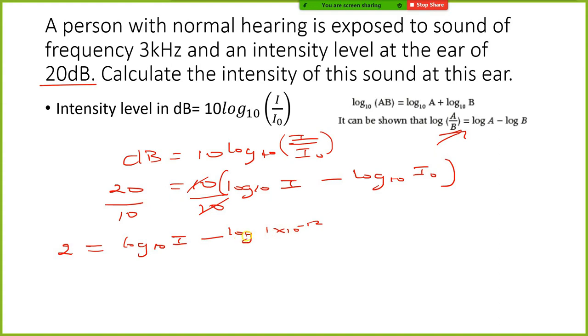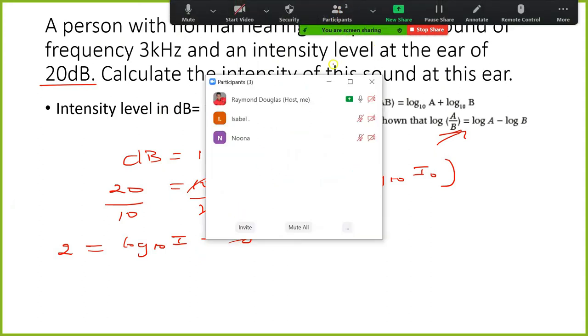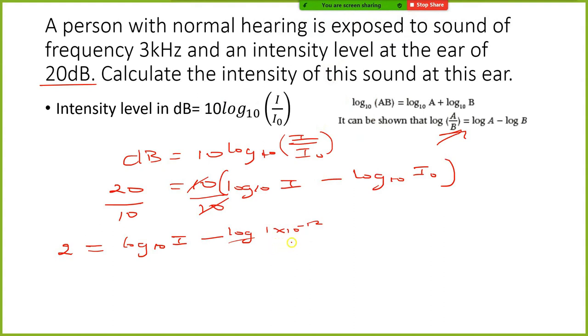So we're going to log this. When we log this, put it in your calculator. Log of that value is what? Log of 1 times 10 to the minus 12.